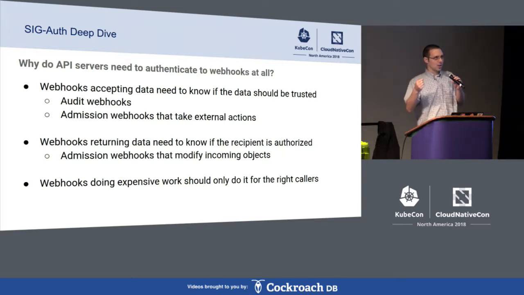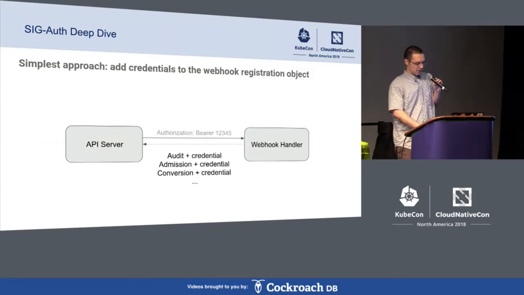And then on the flip side, webhooks that return data, like a mutating webhook, we only want to return data to the systems that should have access to it. So if I create a deployment and one of the things that gets injected is a sidecar container with some information based on an external system, we don't want to give that information back to just anyone. And then finally, from an availability perspective, we only want to do expensive work if the person asking us to do it is the right person. So the simple approach is to just add credentials or a credential reference into the webhook config.